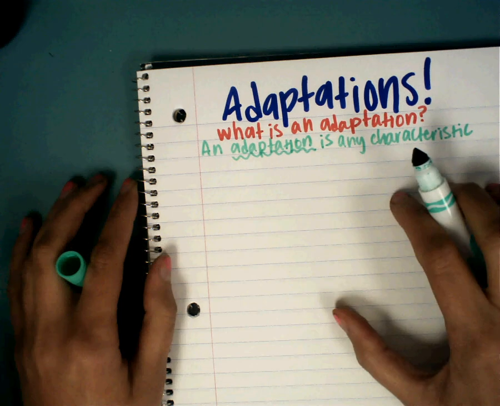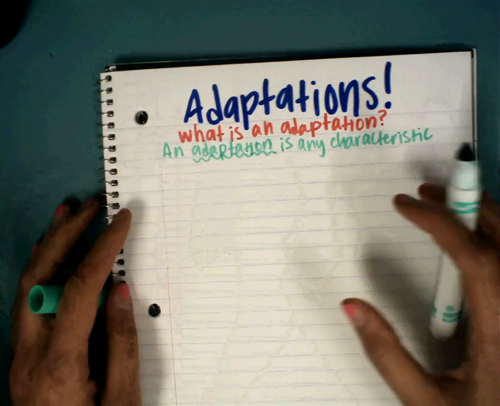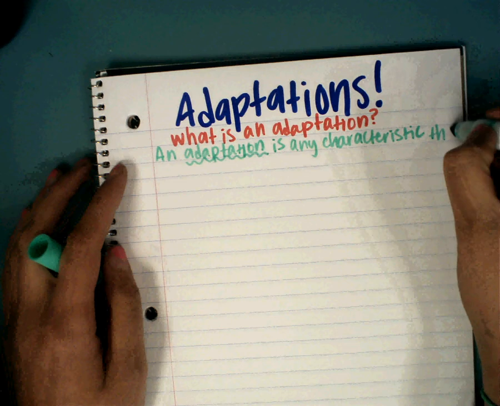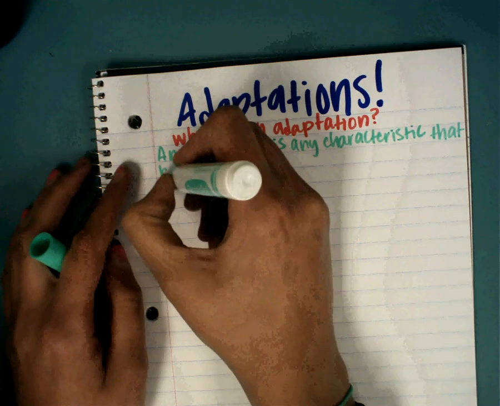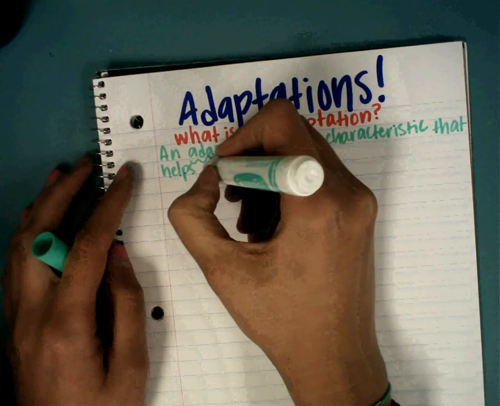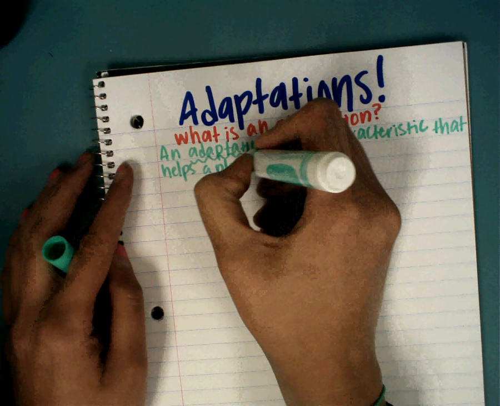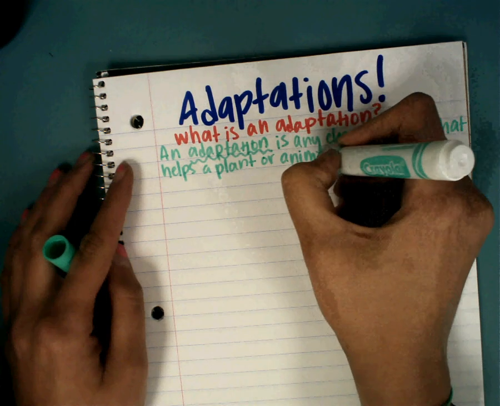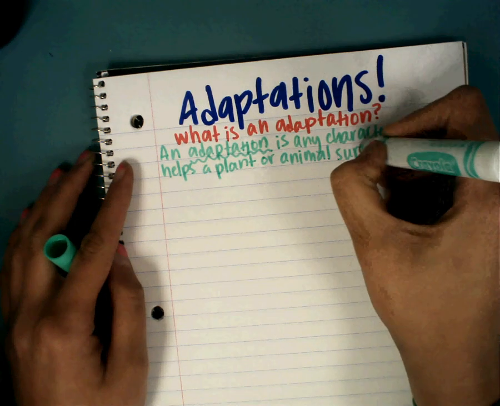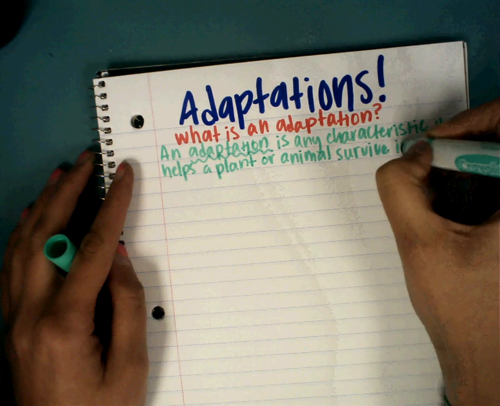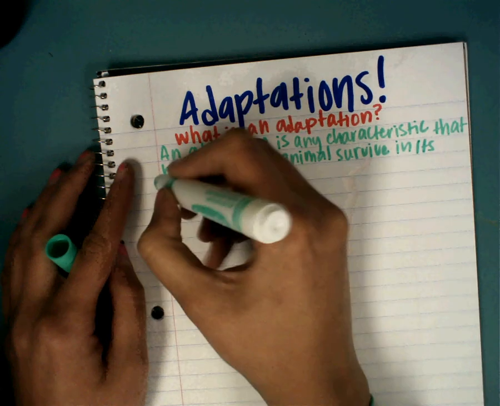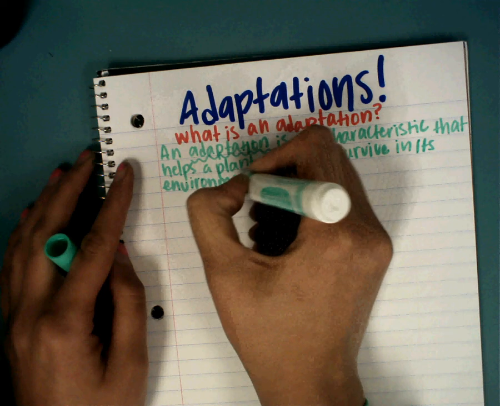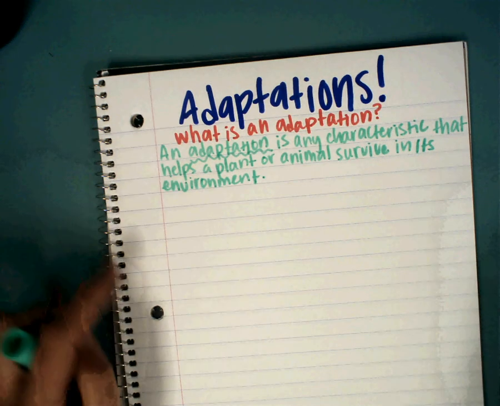So an adaptation is any characteristic that helps a plant or animal survive in its environment. Okay? So that is what an adaptation is. So there's two types of adaptations, okay?